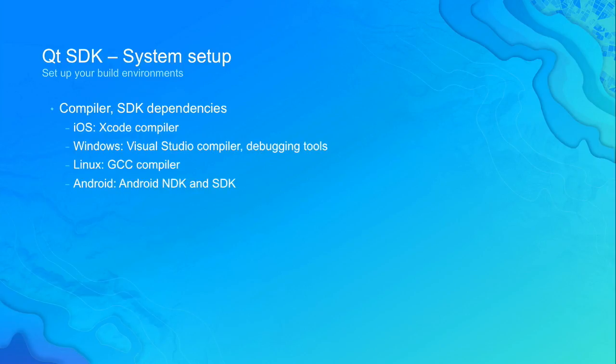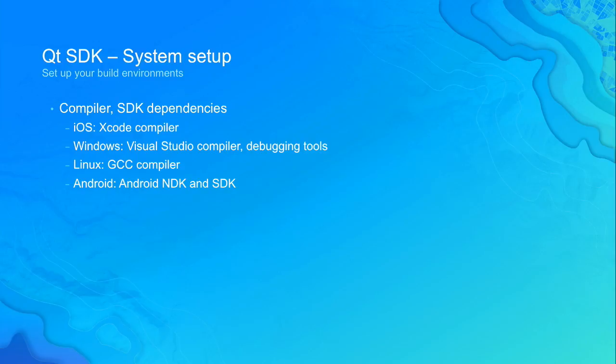So what do you need to know to get set up? This is where you're a bit different from App Studio. You do need to get your compilers set up. Like iOS, you need your Xcode compiler. Windows, you need your Visual Studio compiler. That can be the Community Edition compiler.